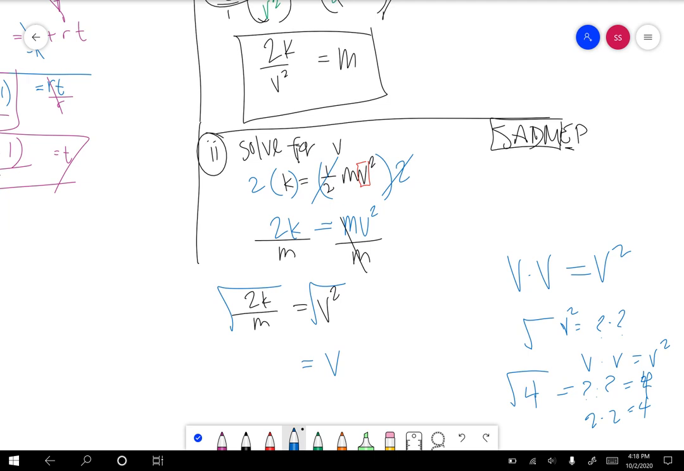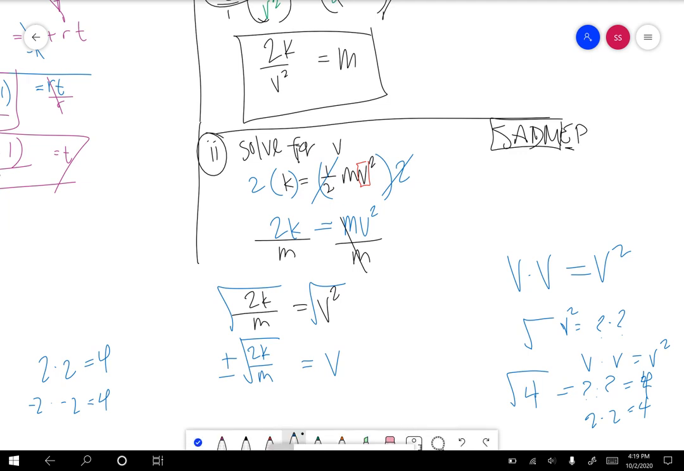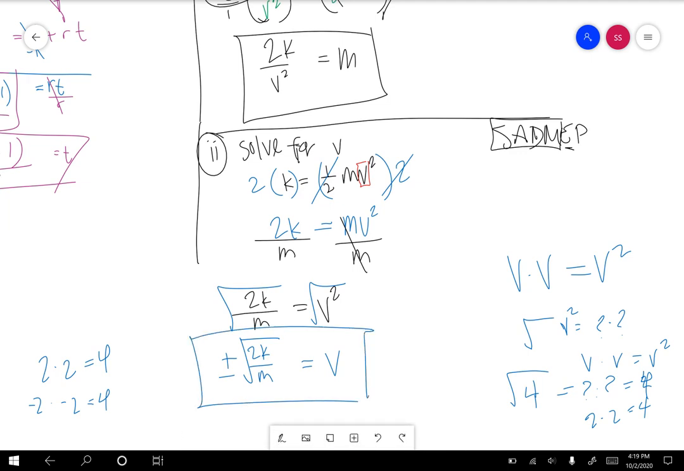So the square root of v squared would be v, and we can't really simplify the square root of 2k divided by m, so that in fact would be our answer. But what you have to remember is that when we take the square root of things, it could be the positive or negative version of it, right? Because 2 times 2 does equal 4, yes, but negative 2 times negative 2 would also equal 4. So it could be the positive or negative version of the square root of 2k divided by m. And voila, we have our answer for velocity.